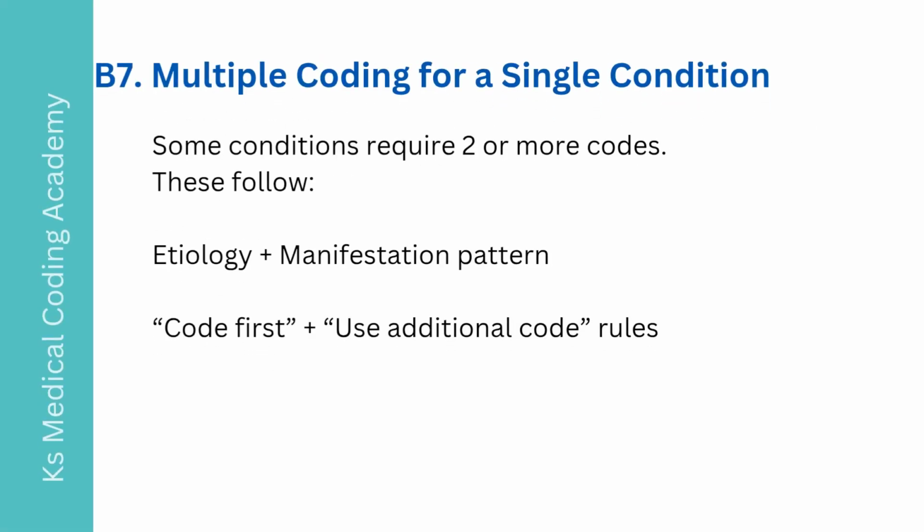Multiple coding for a single condition. Some medical conditions require 2 or more ICD-10-CM codes to fully describe the clinical picture. This is called multiple coding. Most often, it follows the etiology and manifestation pattern. Whenever you see notes such as code first or use additional code, this means multiple coding is required. Always assign codes in the correct sequence based on these instructions.